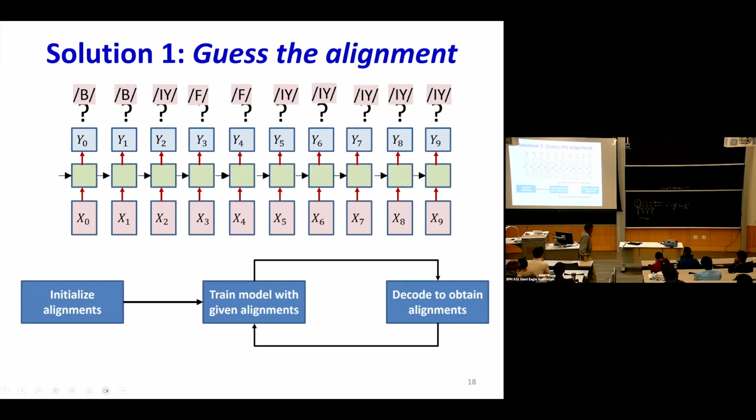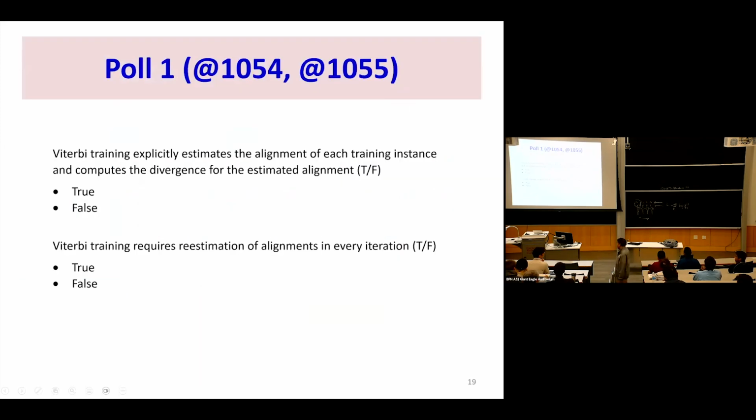So the idea was you guessed an initial alignment, then you trained the models with it, and then you updated your models, and then you guessed an alignment again, right? You could do this in any which way. Here's your first part.